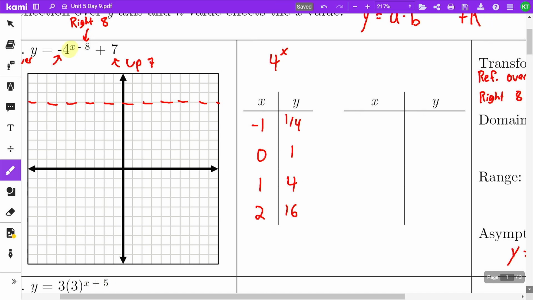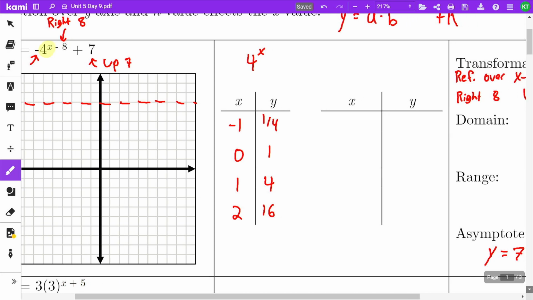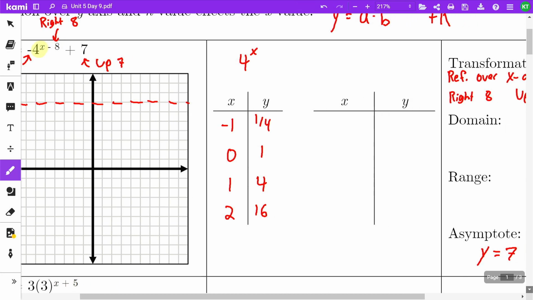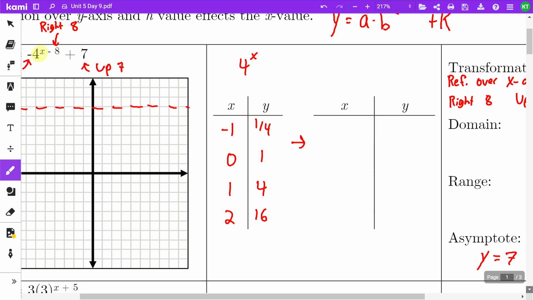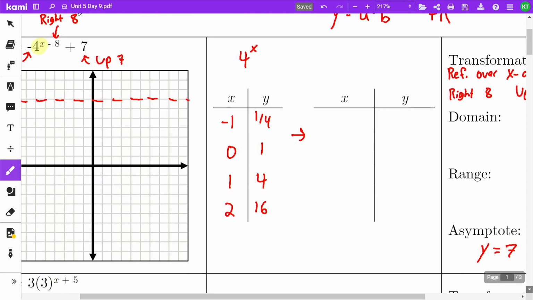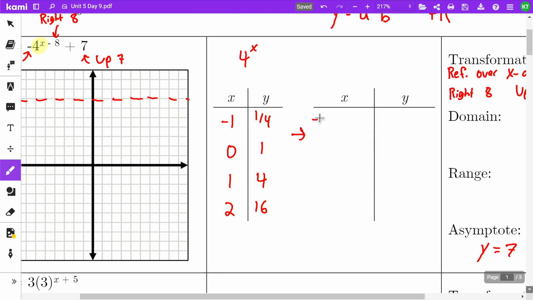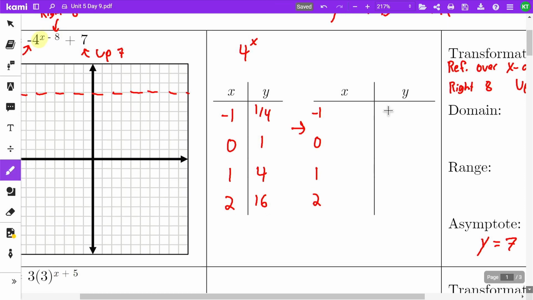So again, we're just taking these x values, plugging them into 4 to the power of x. So we're going to now use these values in this table here. And I'm going to rewrite my x values here of negative 1, 0, 1, and 2 on the far left side of my table. And I'm also going to do the same thing with my y values here. So 1/4, 1, 4, and 16.